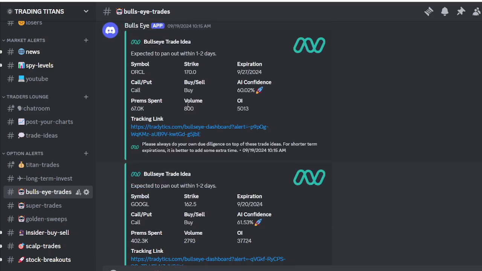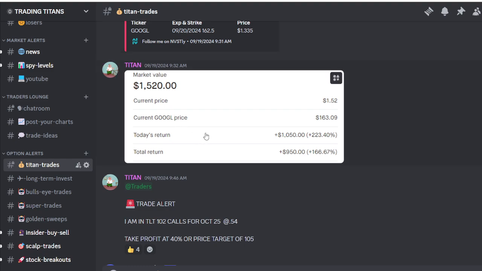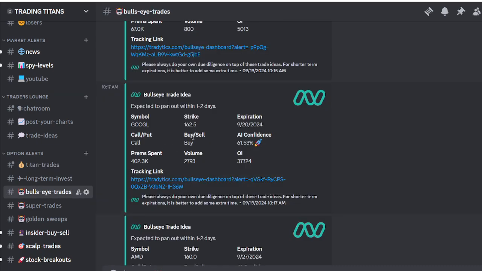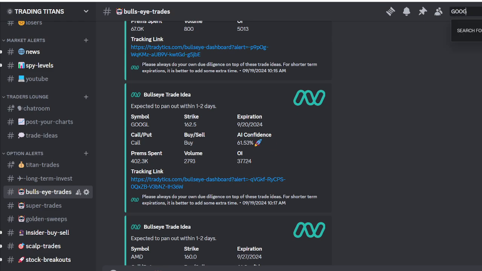It alerted another one as well, way earlier, and we pretty much took that trade, and it turned out that this was the trade right here. As you guys can see, you have this Google play right here, current Google price 163, and then today's returns 200%, and then you have your total return of 166%. So we didn't take that particular trade. We took one. It alerted this same play twice, so it alerted this way earlier as well. I'll see if I can find it real quick.